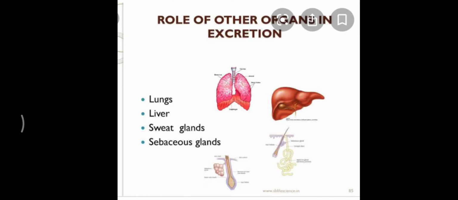Now the third important organ is the skin, which is the largest organ. The skin has two important glands, the sweat glands and the sebaceous glands. They remove waste from our body. The sweat glands remove water with sodium chloride, urea, lactic acid, etc., and they also keep the body cool. The sweat which comes out, or the process of removal of sweat, is known as perspiration.